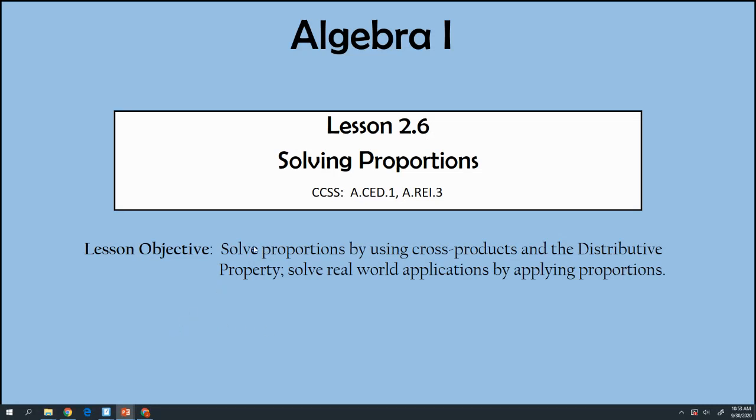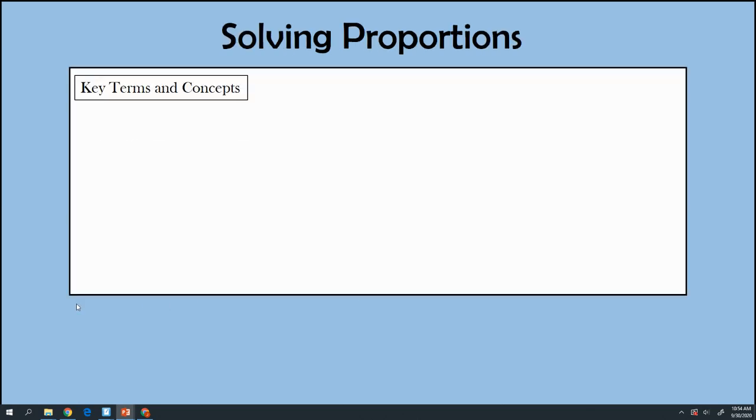Today we're going to start working on lesson 2.6, which is solving proportions. So we're going to solve proportions using cross products. We'll use some distributive property here as well, and then we'll look at some applications of how proportions can be used in the real world.